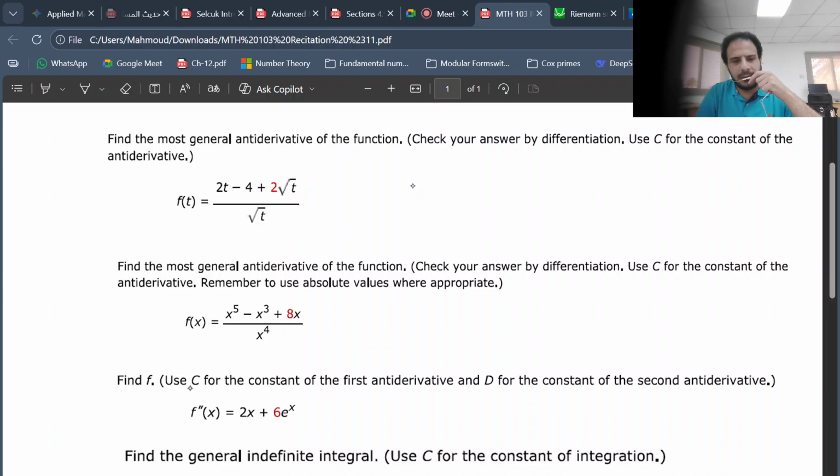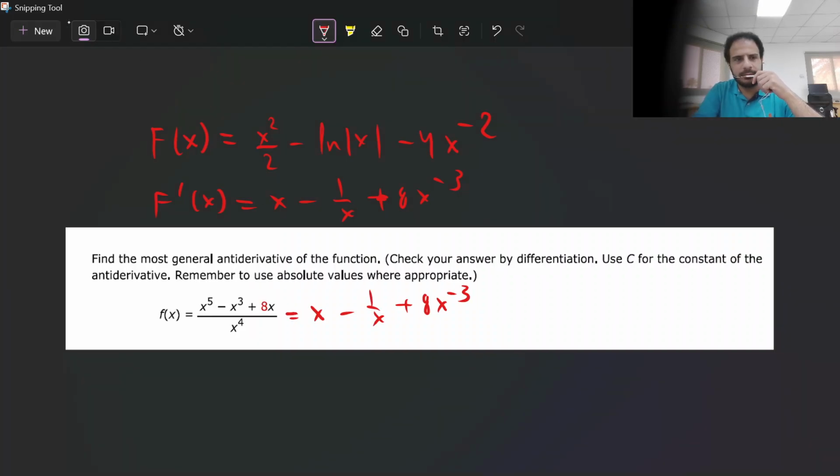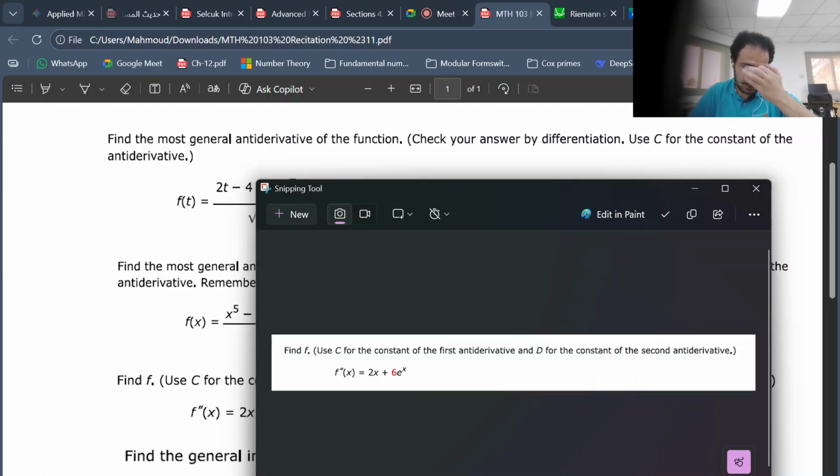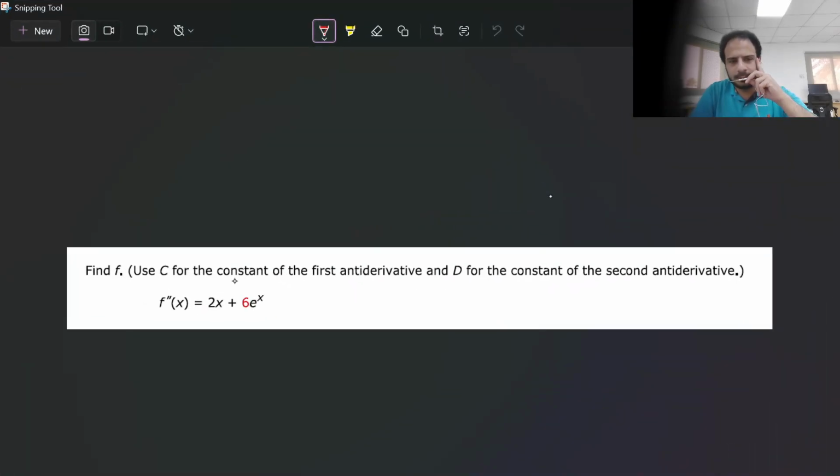Let's now solve this one. If you have f double prime equals 2x plus 6e to x, how to solve this? Here, use c for the constant of the first antiderivative and d for the constant of the second antiderivative. So we will use antiderivatives to get back to f.